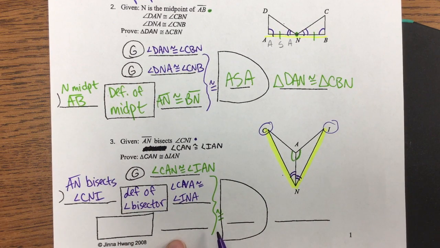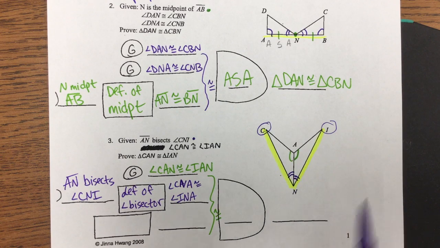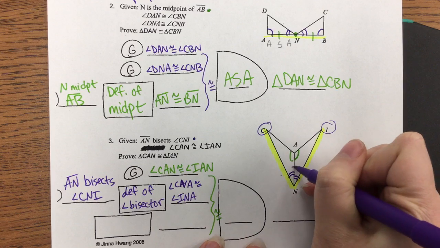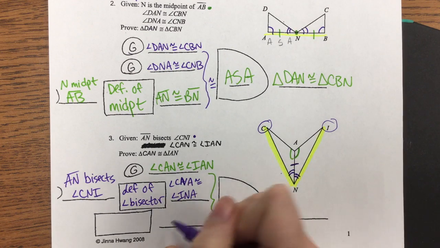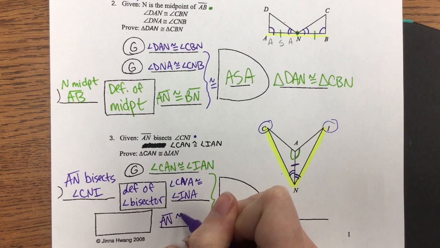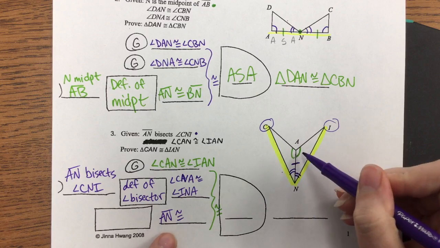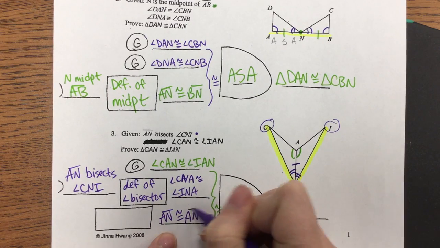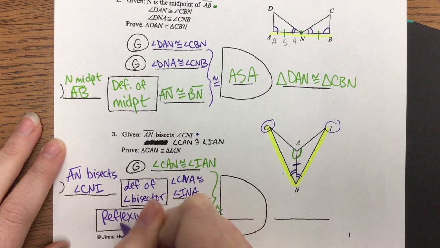Sweet, but we're missing a third part. So what do the triangles have in common? Where do the triangles touch? And hopefully you're saying AN. They share AN. Make sure these are in corresponding order. Green goes with green. We know that to be the reflexive property.